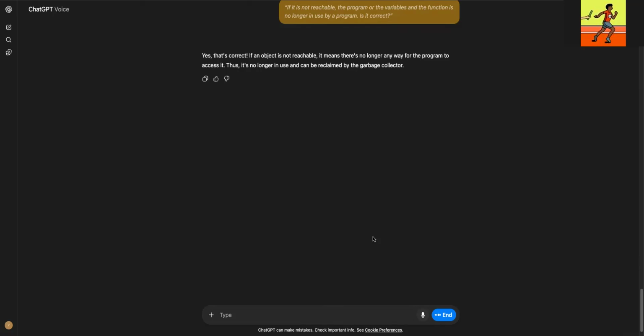And what does empirical observation mean? So to efficiently manage memory, garbage collectors typically implement a generational hierarchy. This design is based on an empirical observation. What does empirical observation mean?